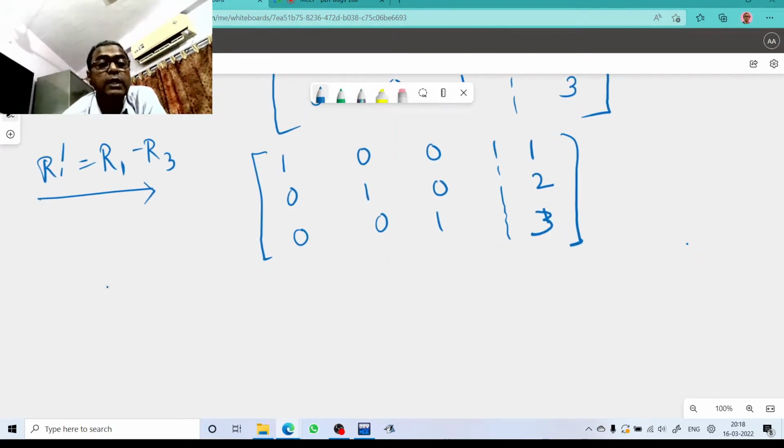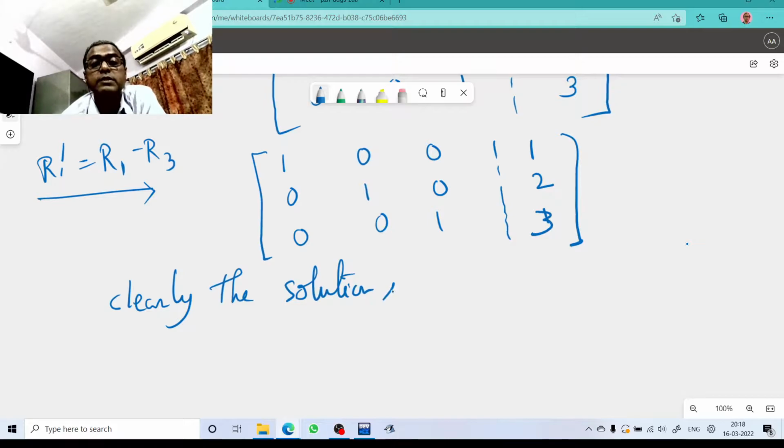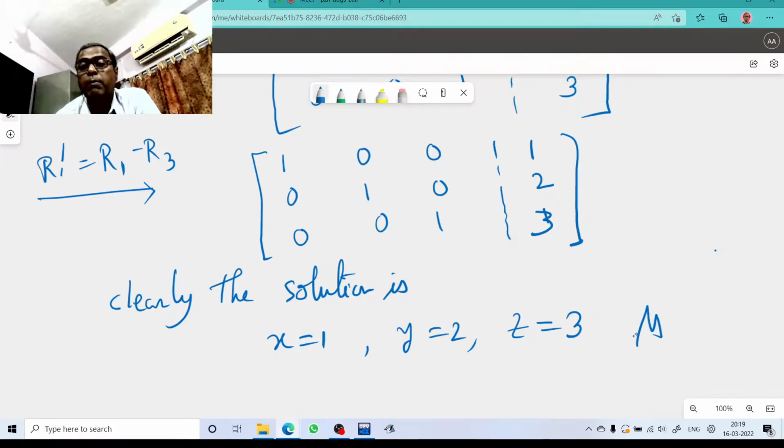x equals 1, because this is x plus 0 into y plus 0 into z equals 1. 0 into x plus 1 into y plus 0 into z is equal to 2. So y equals 2, and from the last row we get z equals 3. And this is the solution of this system by Gauss-Jordan method.